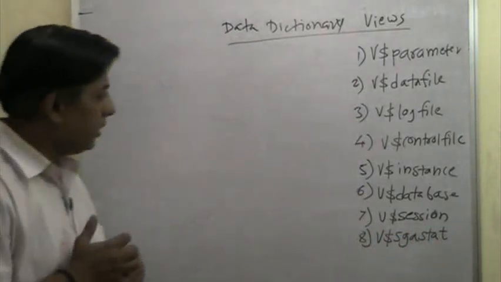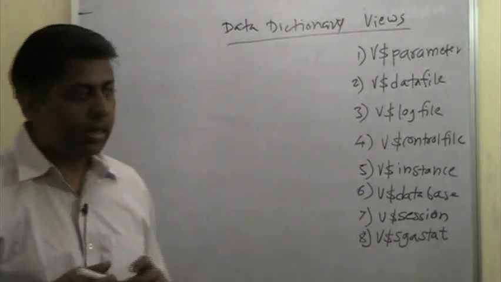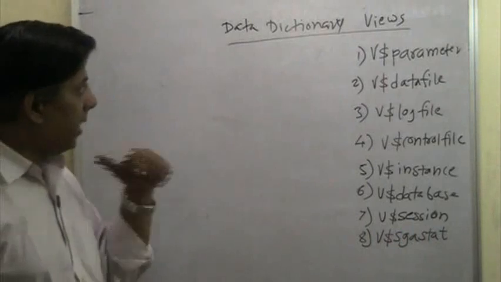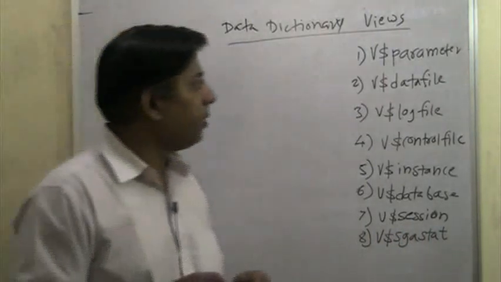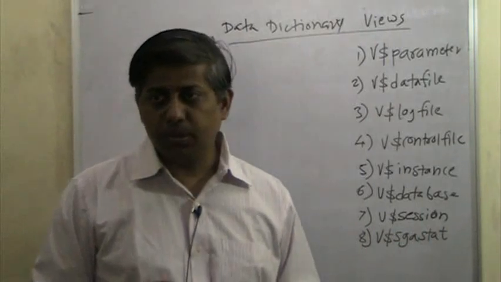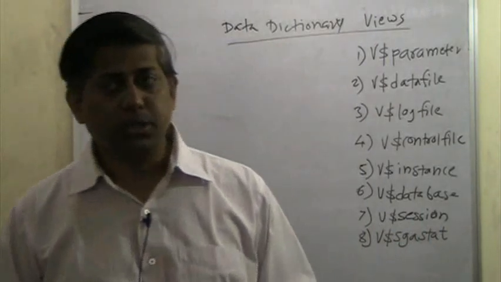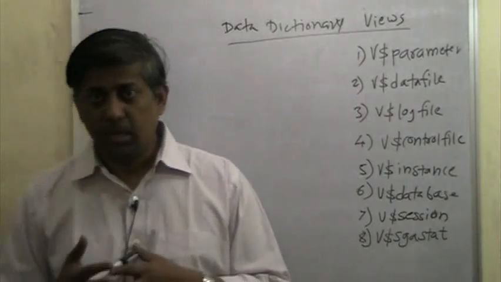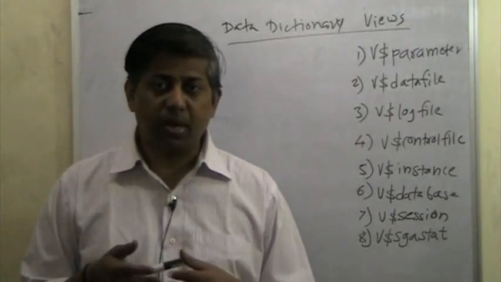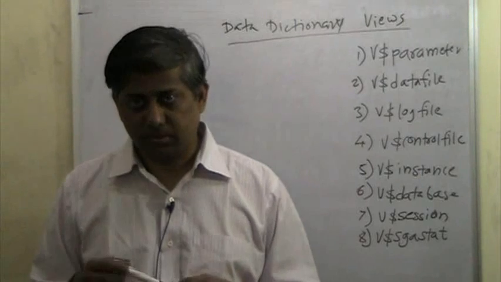So these are, I think, some of the important views that I'm going to discuss and what is inside each of those views. V$PARAMETER is a view which will give you a list of all of the initialization parameters and all their values.